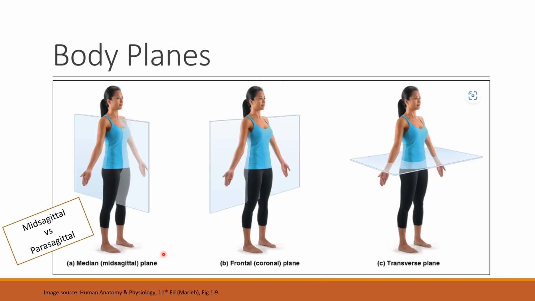Okay, so what are the body planes? Well, there are three planes, and you can kind of see this three-dimensional thing right here. So you have this median or mid-sagittal plane, right? And you can see where it's bisecting the body from left and right. This is the right side and that's the left side. It's bisected by this median or mid-sagittal plane.